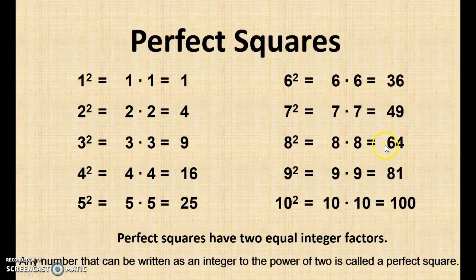Perfect squares have 2 equal integer factors. Another definition is any number that can be written as an integer to the power of 2 is called a perfect square. So there's 2 definitions of what a perfect square is.